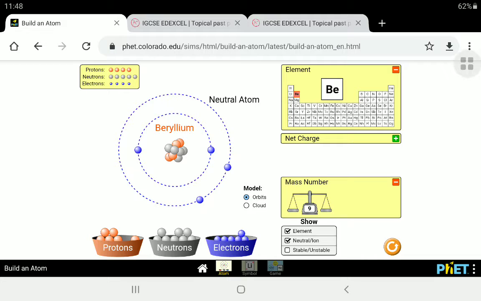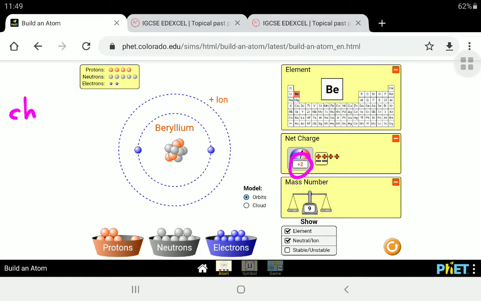For example, I have beryllium here. If I take out 2 electrons from beryllium, the charge of this atom now becomes plus 2. So the formula to know the charge is charge equals proton minus electron, because electron is negative, that's why we subtract electrons from protons. So let me show you how to calculate the charge for this beryllium ion. And yeah, a charged atom, we call it an ion. It's no longer an atom.